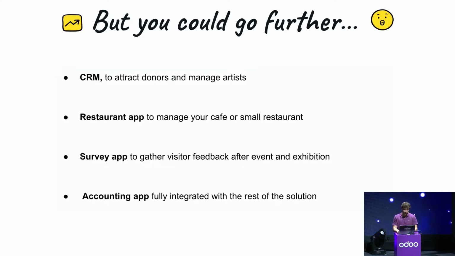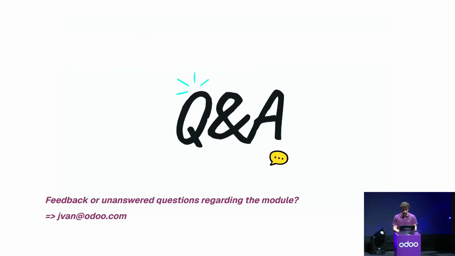And then you also have the survey app, which could be useful to gather visitor feedback after some specific exhibitions or just events. And obviously, you have the accounting app that we did not go through because it's a big piece that is fully integrated with the rest of the solutions. So the memberships, the sales that you make from the point of sale, but also from the website. So it's really interesting for you.